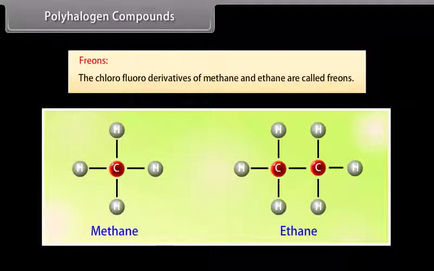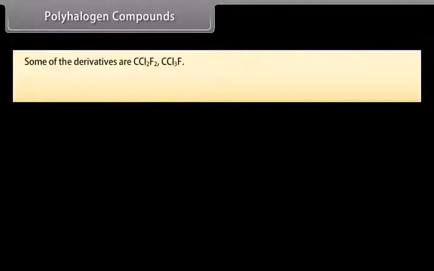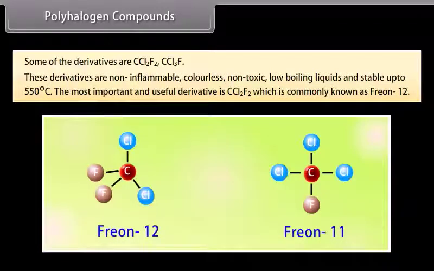Polyhalogen compounds. Freons. The chlorofluoro derivatives of methane and ethane are called freons. Some of the derivatives are CCl2F2, CCl3F. These derivatives are non-inflammable, colorless, non-toxic, low-boiling liquids and stable up to 550 degrees Celsius. The most important and useful derivative is CCl2F2, which is commonly known as Freon 12.